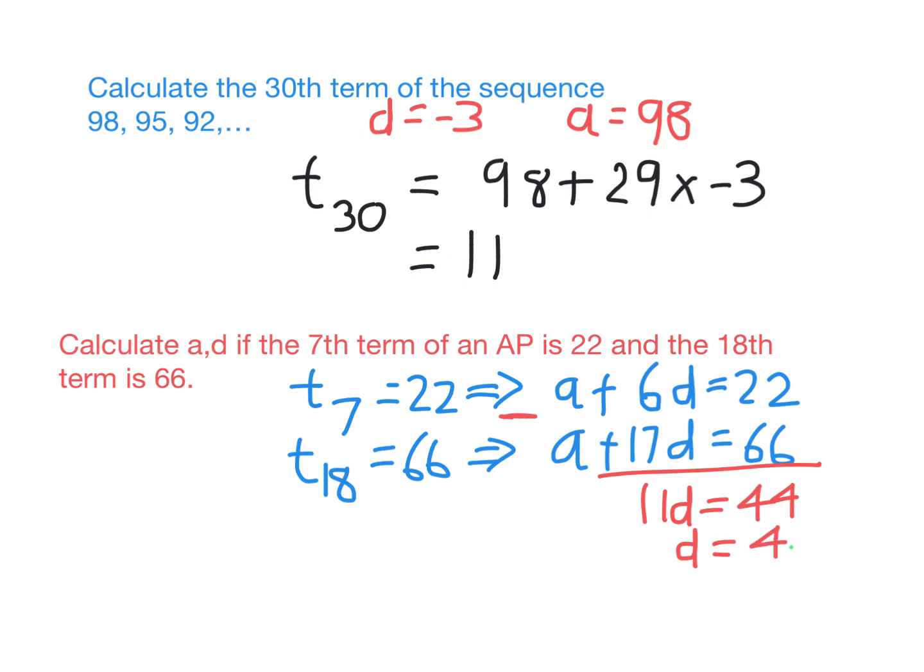Now to find what a is, we just substitute into either of the equations. I'll just choose the top one. We get a plus 24 equals 22. So a is equal to -2. So this is the sequence, -2 is the starting term, and it goes up by 4 each time, and so on like that. All right, just 2 more examples and then we're done.